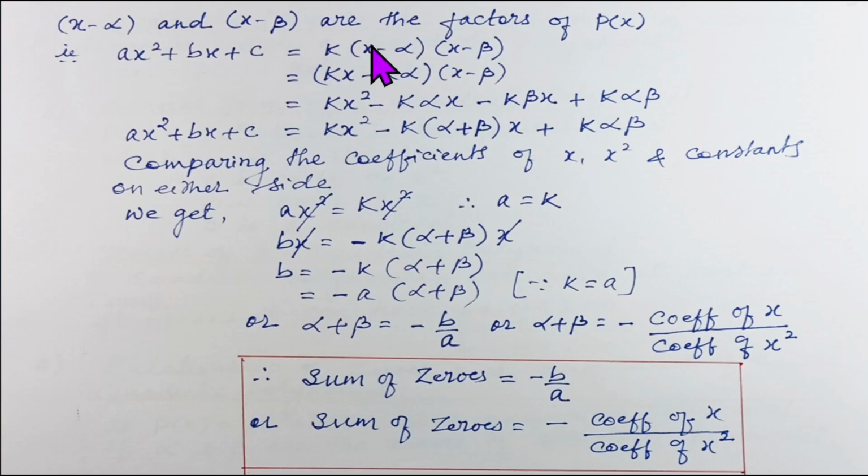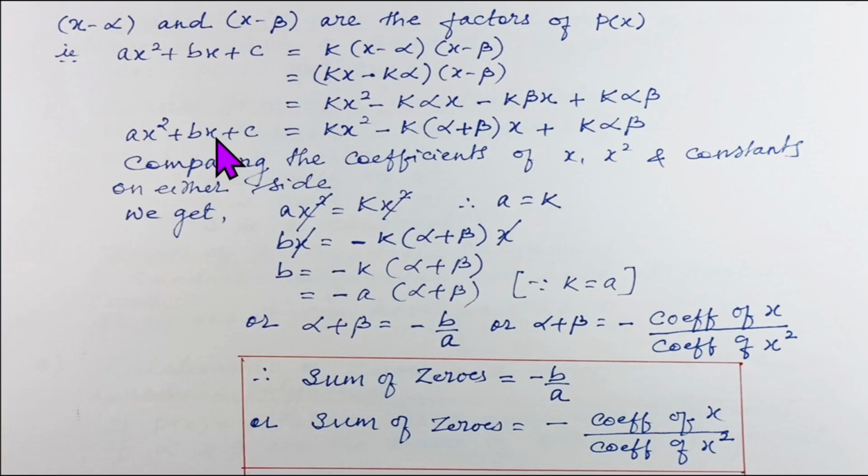Now, by multiplying k(x minus alpha) into (x minus beta), applying the distributive property, opening it, we get kx squared minus k alpha x minus k beta x plus k alpha beta, and now in this we have x and k common here, therefore we can put alpha plus beta in the bracket. Comparing the coefficients of x squared and the constant, we get ax squared is equal to kx squared, x squared cancels, and a is equal to k, therefore k is equal to a here.